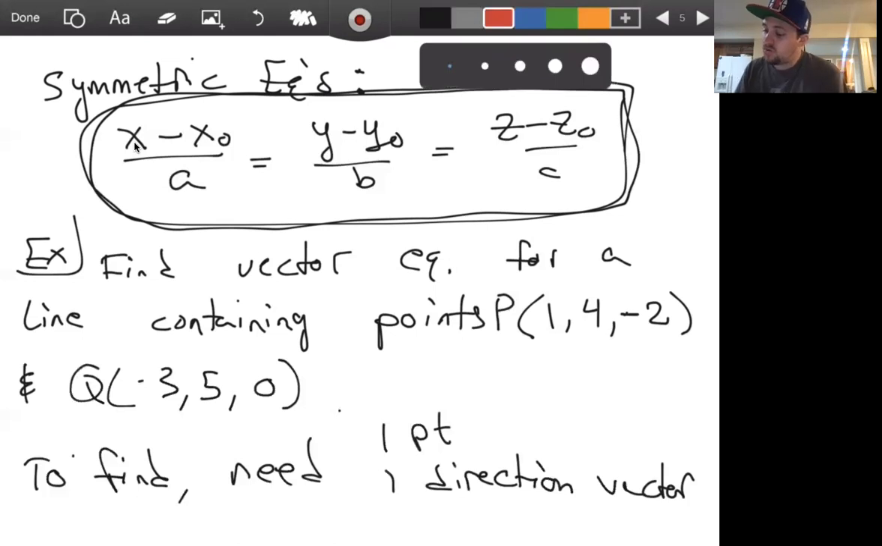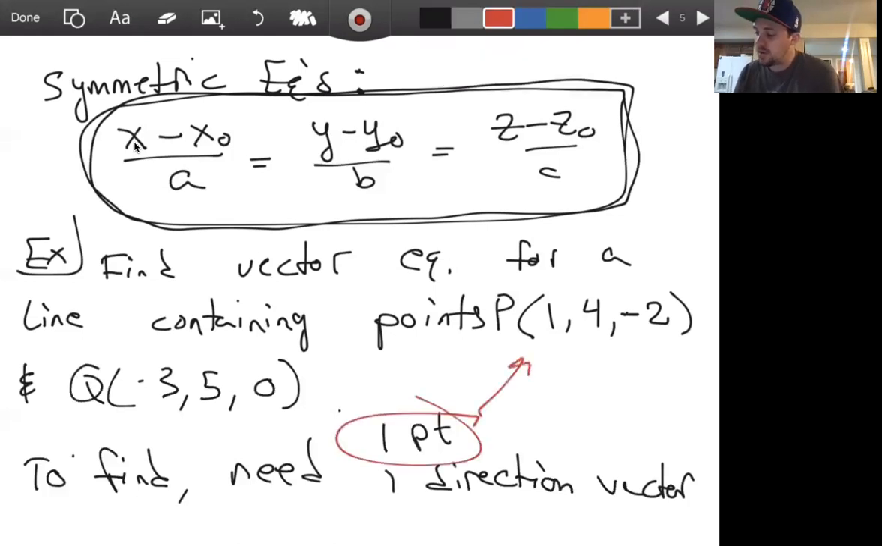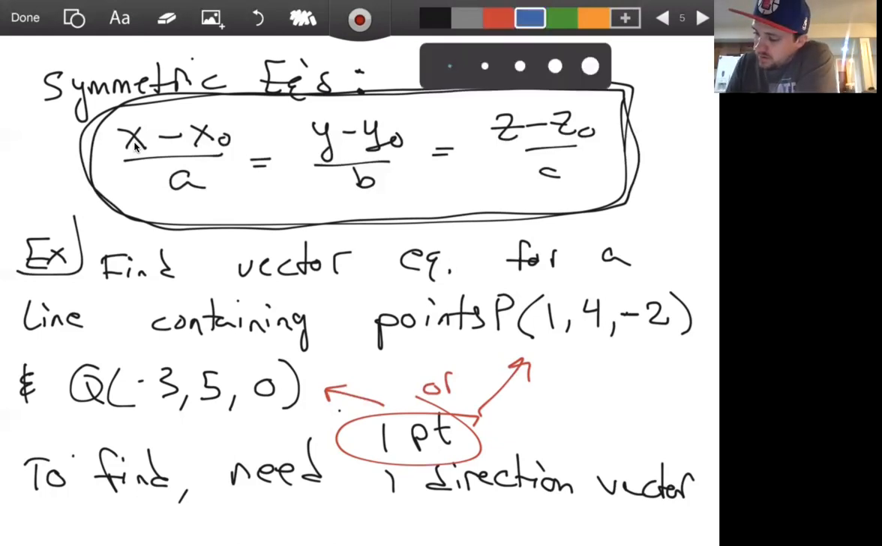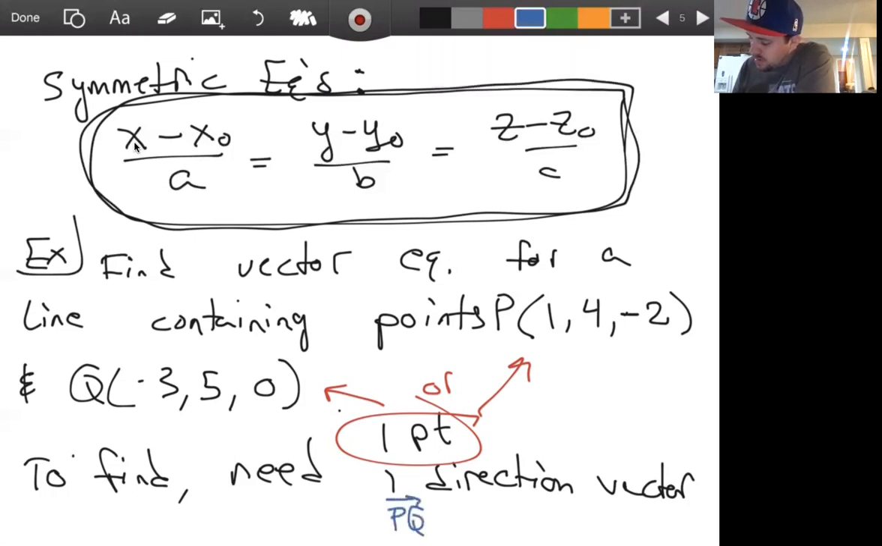Well, we have two choices for a point. We can pick either P or we can pick Q. We know both of these points will be on the line. We also need a direction vector, and we have two choices: PQ or QP. Because if both of these points lie on the line, then the vector between them is in the direction of the line. So we have two choices here as well. So first, let's calculate a vector parallel to L.